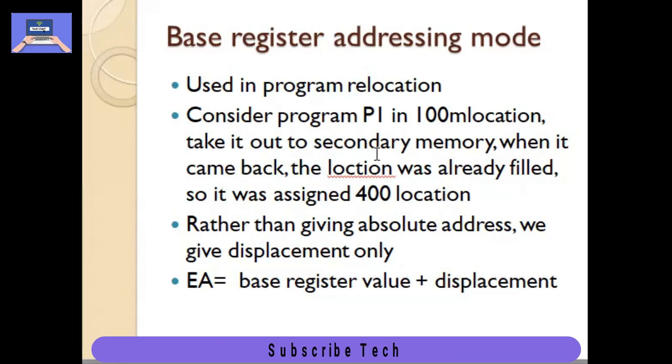Now 500 would be the base value, and the displacement would be 50. So basically we need to see only the displacement. It doesn't matter what absolute value we write, it just matters that we know the value of the base register. So wherever the program is loaded in memory, it will jump that many displacement instructions and come to the required operand on which the operation is to be performed.